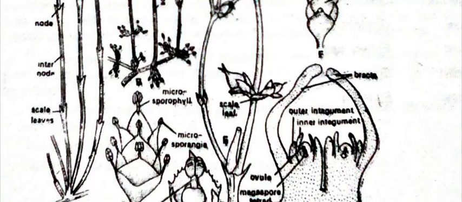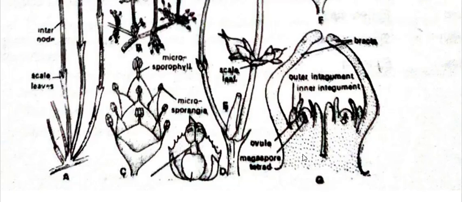This is the diagram in which the upper two bracts are shown, and in the axils of these bracts, this is the ovule of this bract, and this is the ovule of this bract, and these ovules are produced on the short reduced megasporophyll, and each ovule is surrounded by two integuments. This is the nucellus part, this is the inner integument, and this is the outer integument. These are the structures of the young ovules.